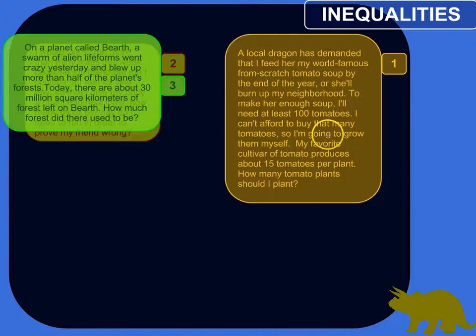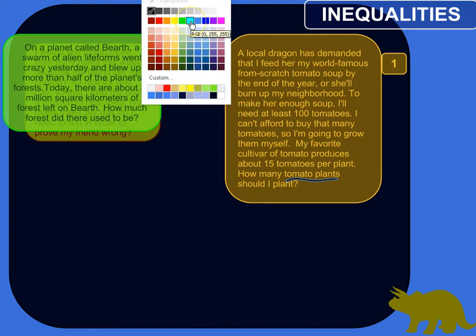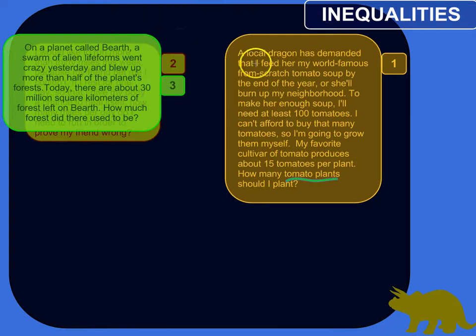Okay, so what we need to figure out is the number of tomato plants to plant. Let's go green here. So that's going to be our variable. So let's call that P. That's the number of tomato plants. Okay, so let's go through again.